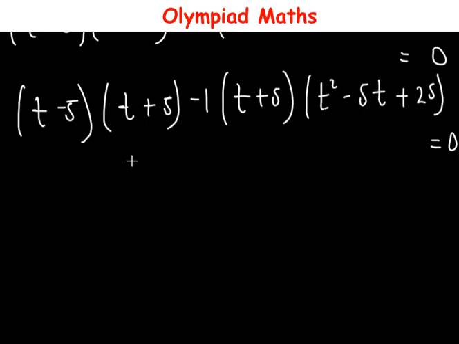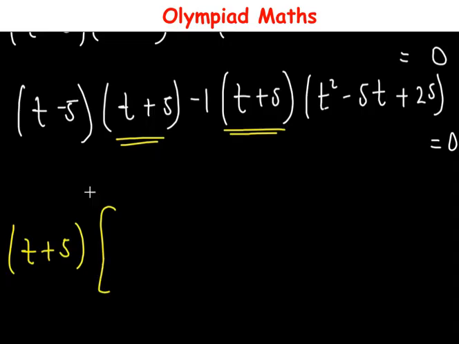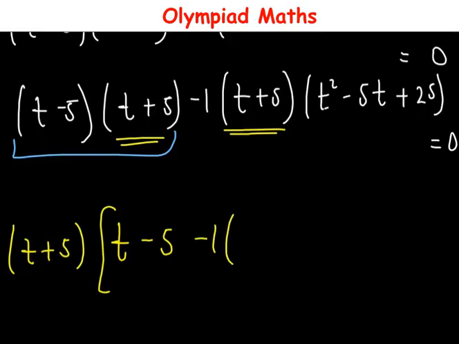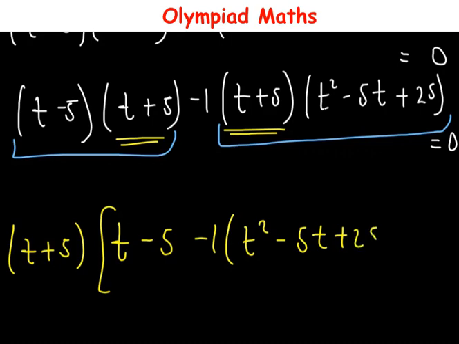With this, we have a common factor, which is t plus 5. Simply factorize out t plus 5. We have in brackets t plus 5, okay, into brackets. Now, if we divide this equation by t plus 5, we have t minus 5. So, write down t minus 5. Then we have minus 1 into brackets. If we divide this equation by t plus 5, we're going to have this t squared minus 5t plus 25. All of this is equal to 0.